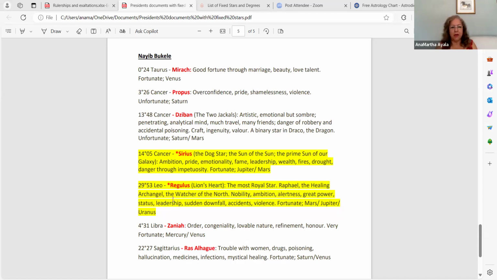And then you have Regulus, which is the royal star, the lion's heart. It is Archangel Raphael, the healing archangel, the watcher of the north. It denotes nobility, ambition, alertness, great power, status, leadership, sudden downfall, accidents, and violence, but it is a fortunate star. So I have to pause.